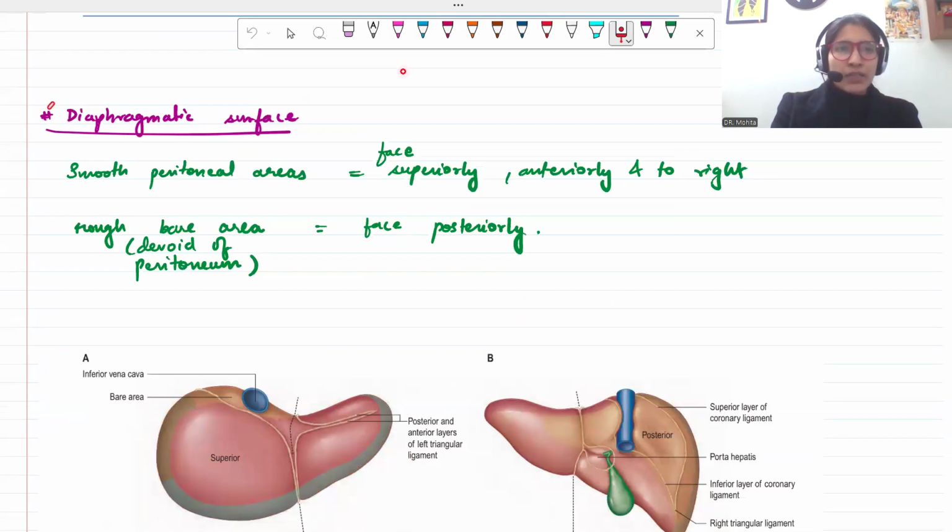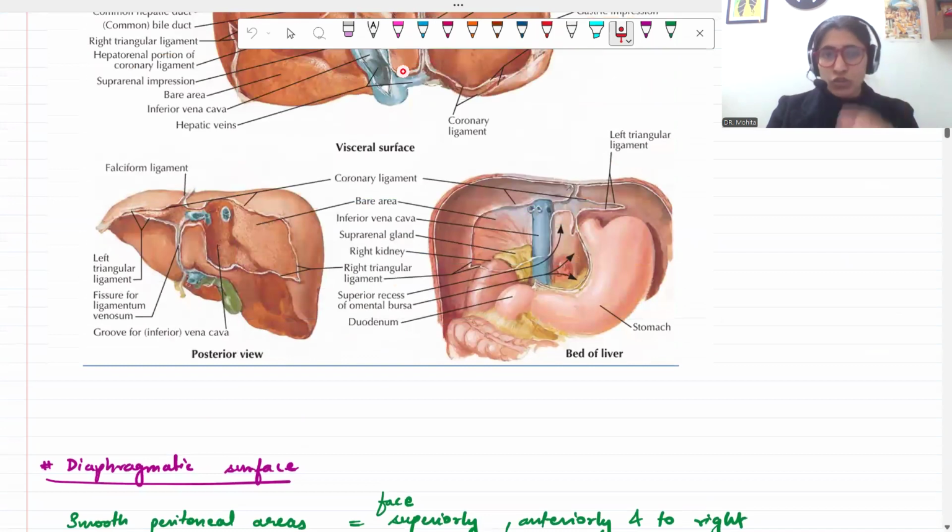in which we have diaphragmatic surface. The diaphragmatic surface, I already told you, diaphragmatic surface is in contact with the diaphragm. And it includes all the surfaces of liver except for the inferior surface, क्योंकि visceral surface inferior surface है. Fine. So simple diaphragmatic surface have two areas. One is the smooth peritoneal area, जो पूरा peritoneum से covered होता है, and one rough bare area which is devoid of peritoneum, which faces posteriorly, which I can show you.